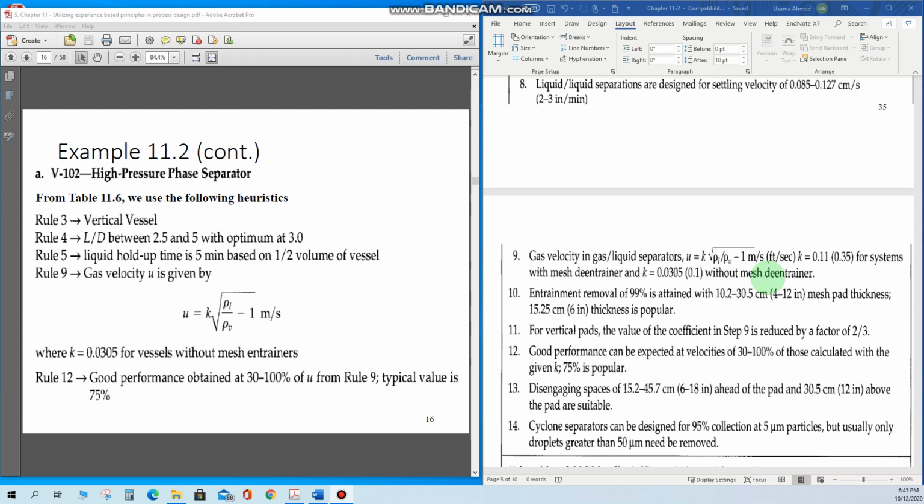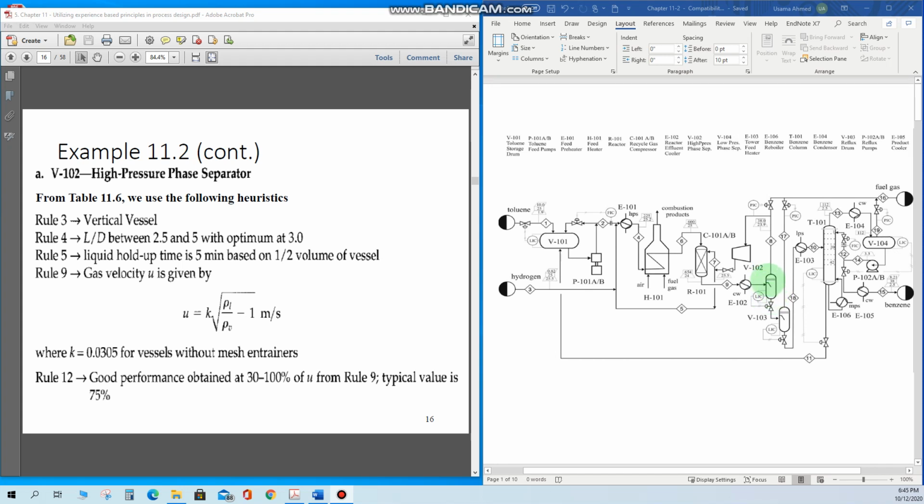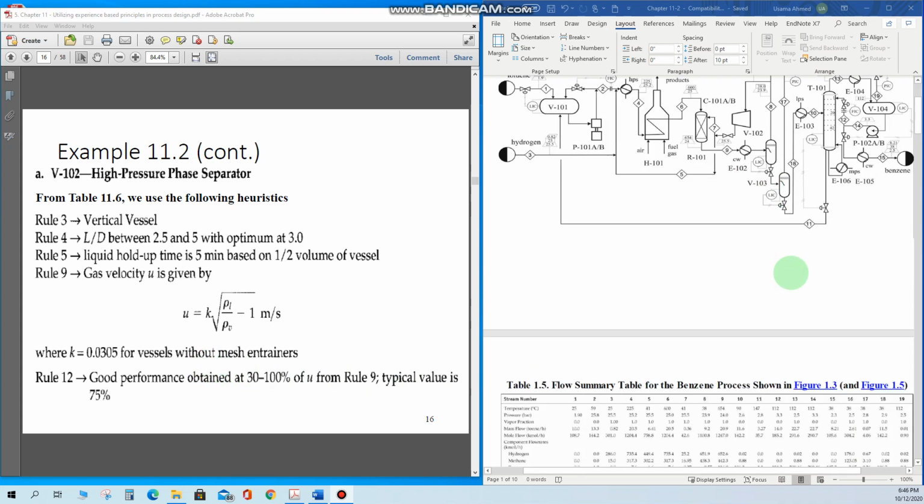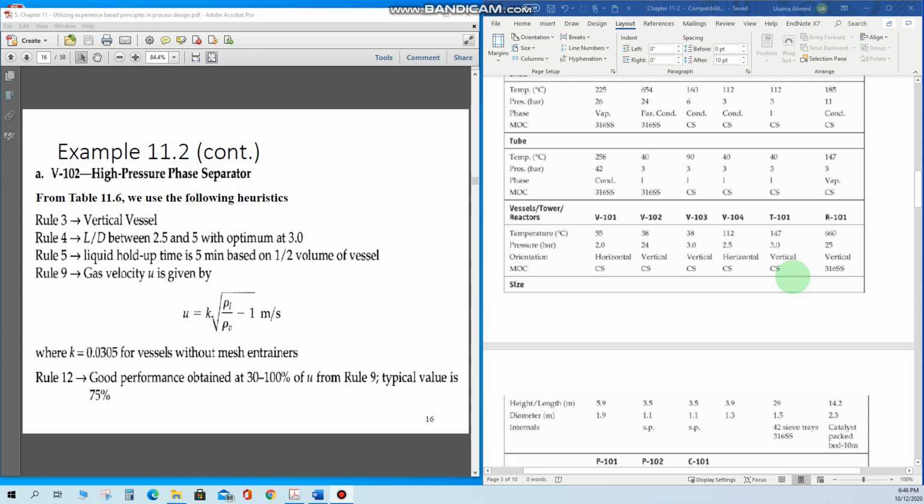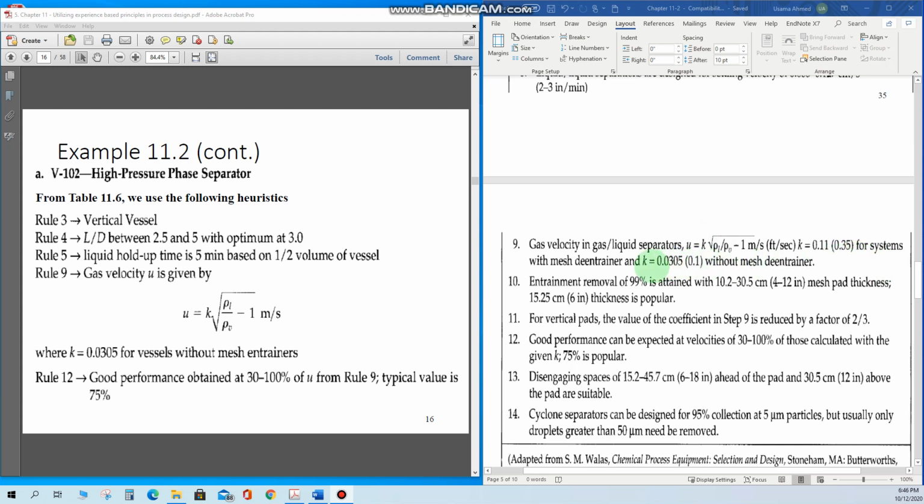Okay, so if you go back to the figure here, you would see in this column a splash plate, but there is no information about the demister. So we would consider that there is no demister for the vapor and liquid separator. So we can come back here again. We can see K would be equal to 0.0305 without mesh demister. So we would consider that we are using the vessel without mesh demister. So the value for this K is 0.0305. We can take it from here.